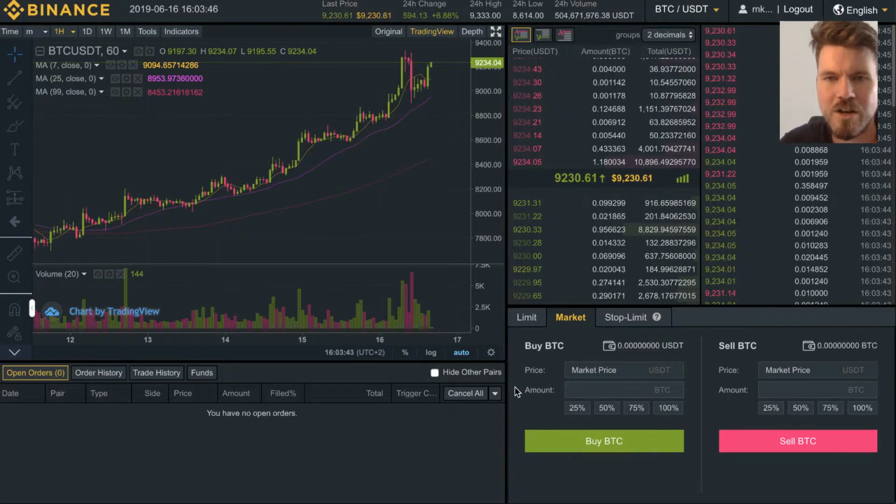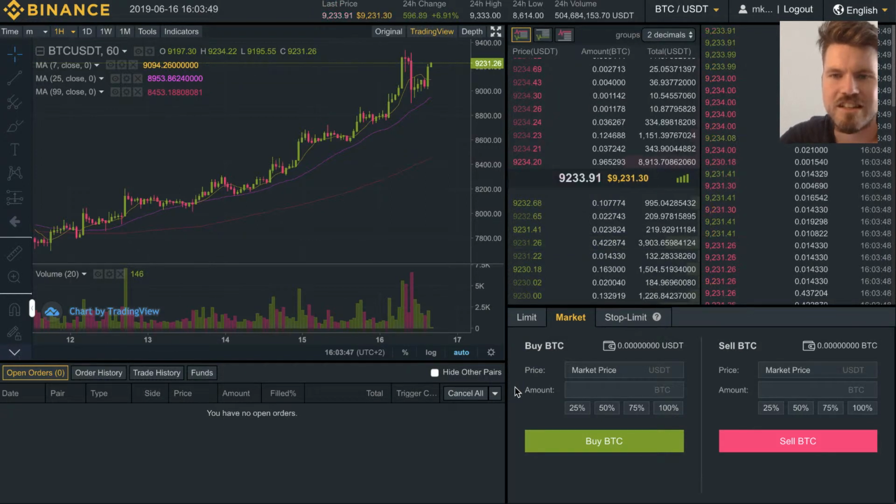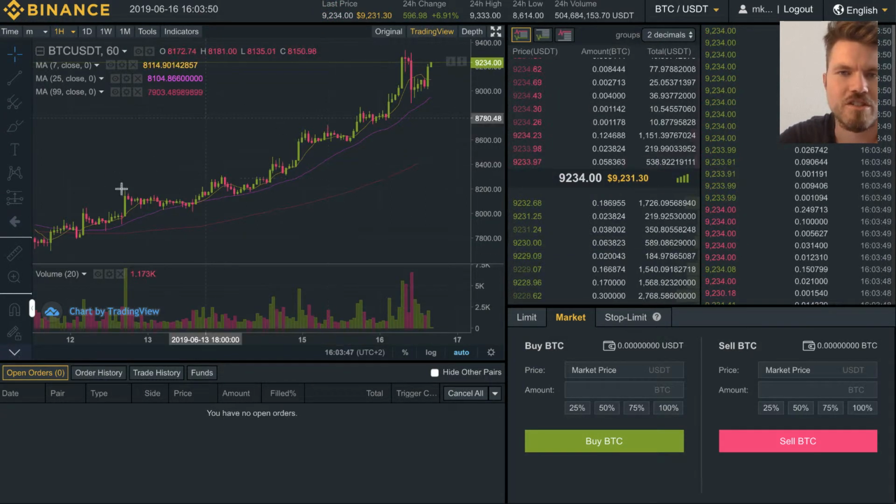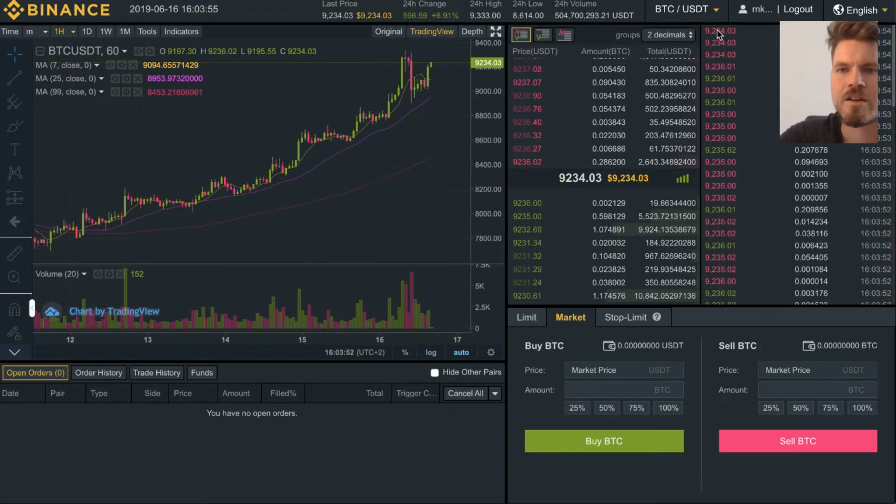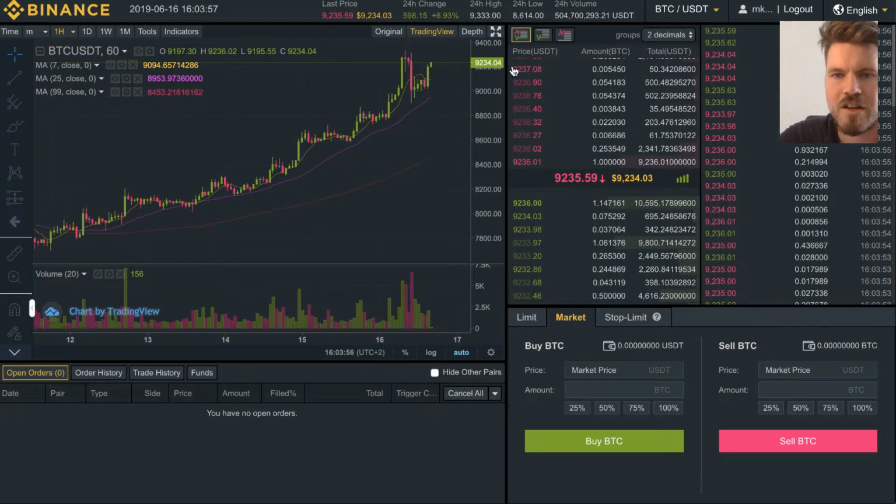How to use market orders on Binance.com is relatively easy. So here we've got the charts. We're on the BTC USDT trading pair. Here we've got the level 2 order book with red prices at the top. That's the sell orders, and the green ones are the buy orders.